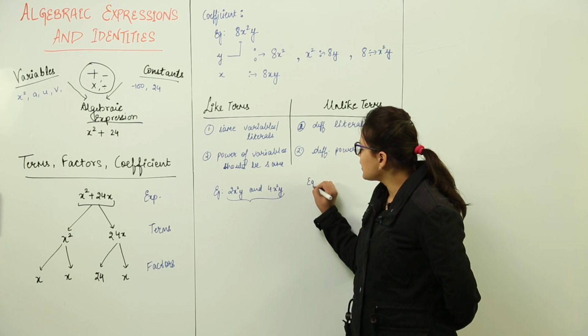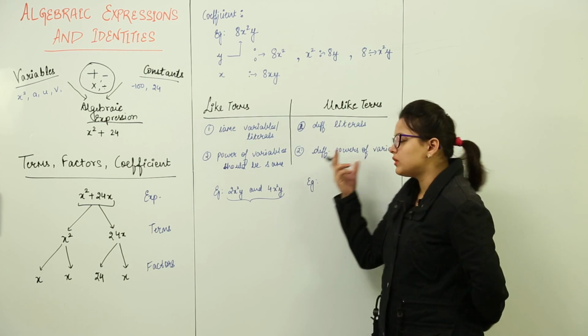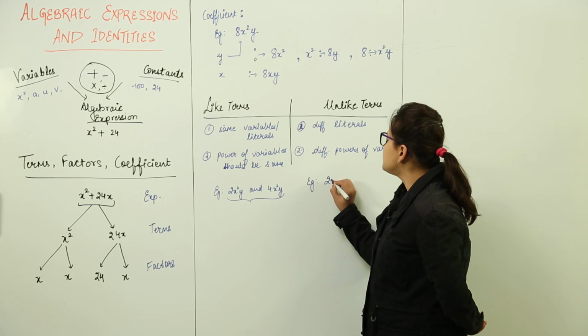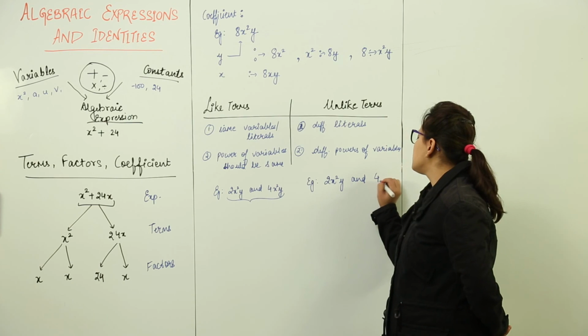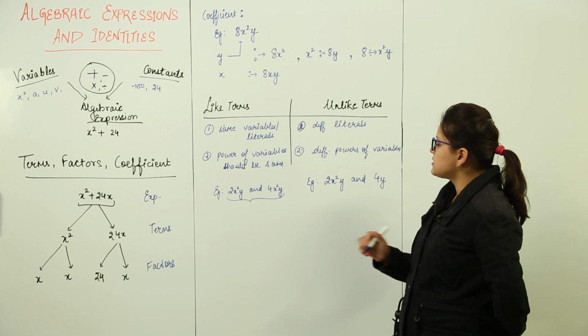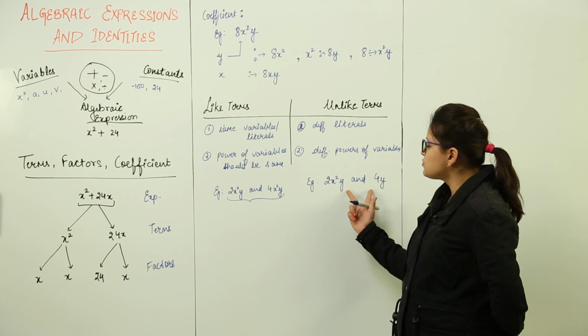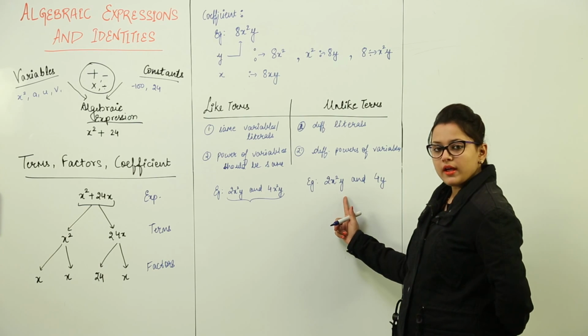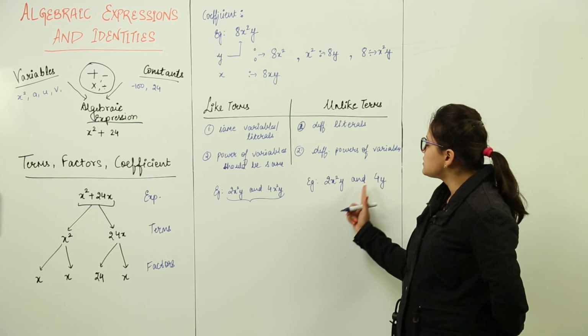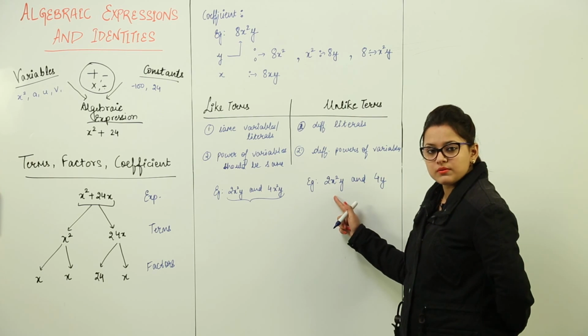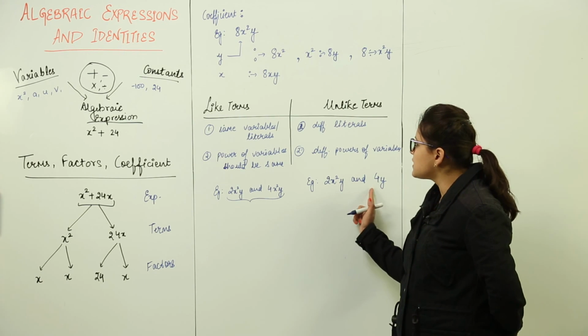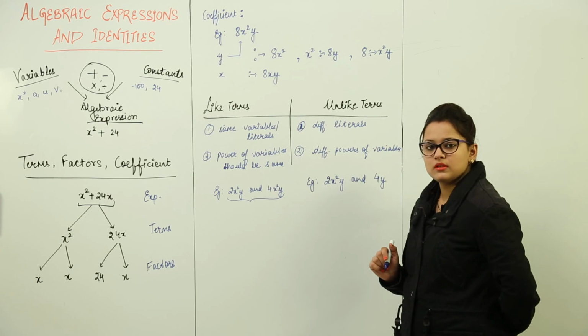Similarly, let us take another example for unlike terms. It's very simple. You change the powers or you take different variables. Now let us check this. These two terms have the variable y, right? But this term does not have the variable x as the first term does. This means these two terms are unlike terms. Clear to you?